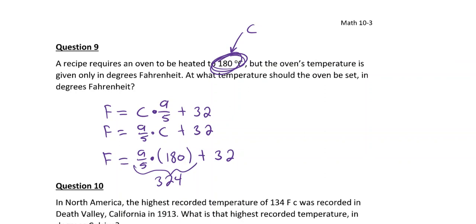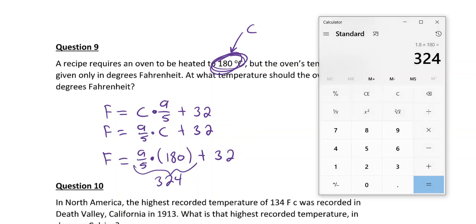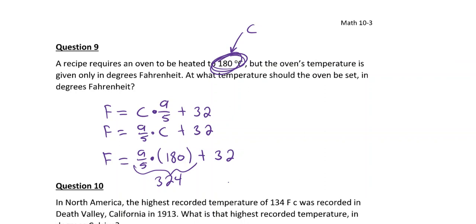So what's the last thing we have to do? Plus 32. Yeah, we have to add 32. So we're going to go plus, and it's already stored in there, right? It's ready for me to use that 324. So I'm just going to go plus 32 equals. So 356. Okay, so all of that, in Fahrenheit, it should have been set to 356 degrees Fahrenheit.